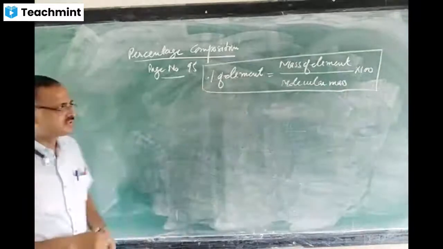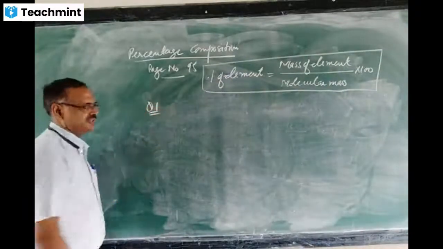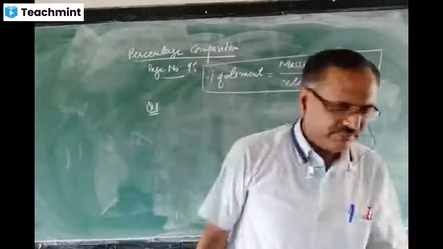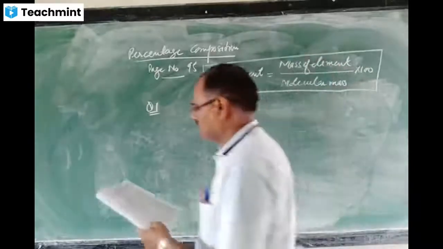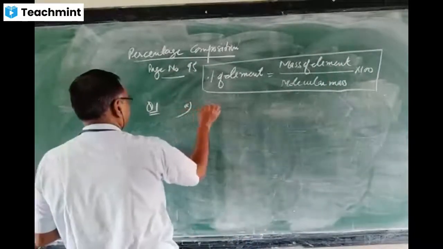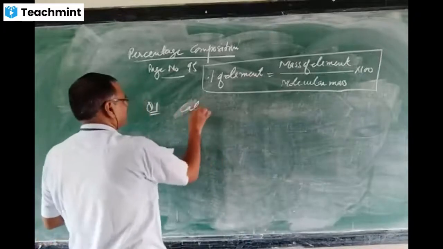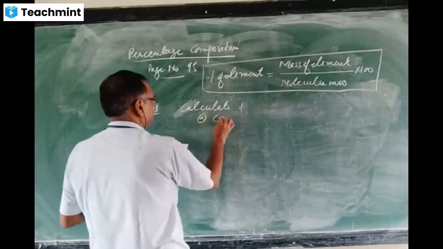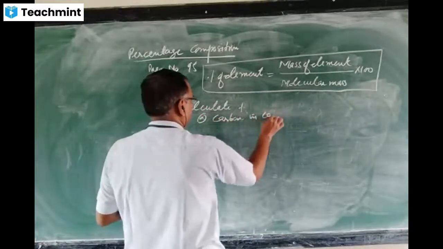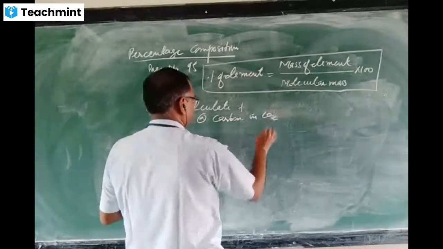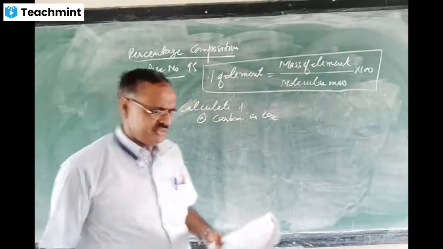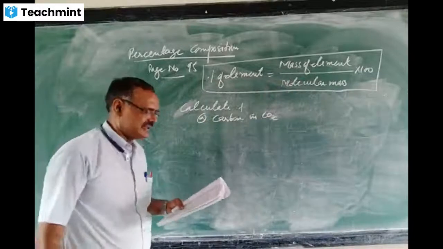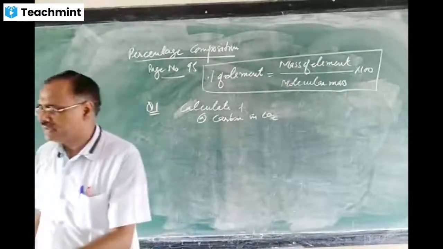So question first, just go through your book. Question first, what is given? Calculate the percentage by weight. First one is given, carbon in carbon dioxide. And next one is given, sodium in sodium carbonate. So I will do on the board A and C. B, in the practice I have given.